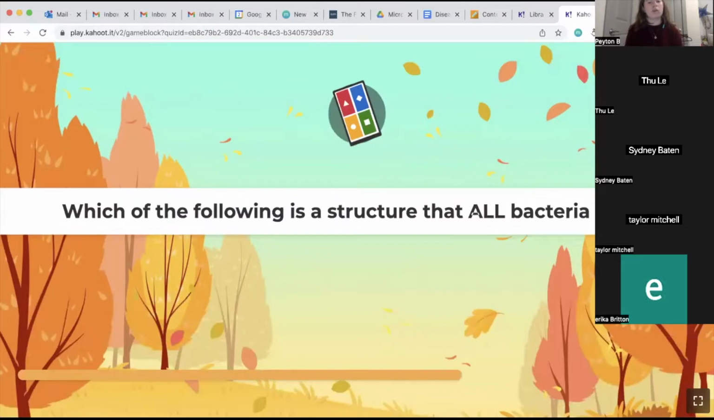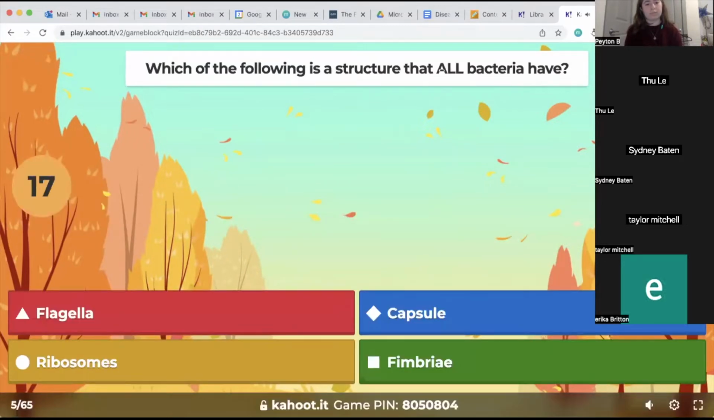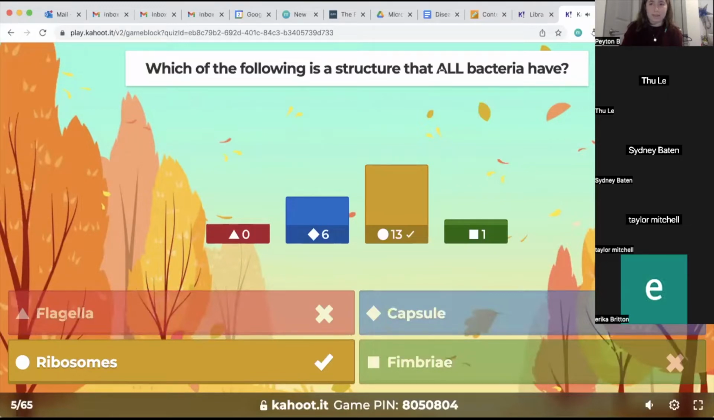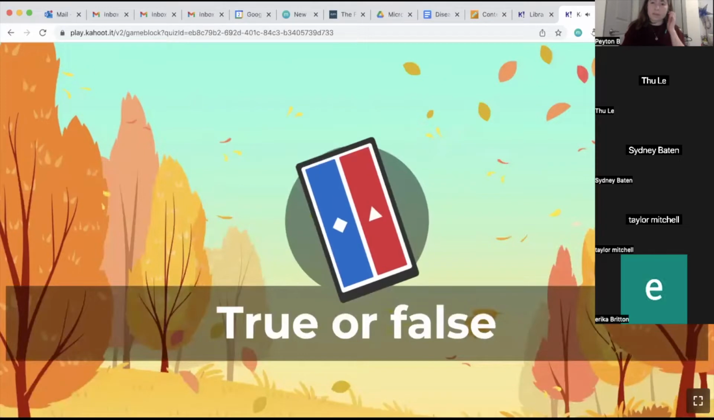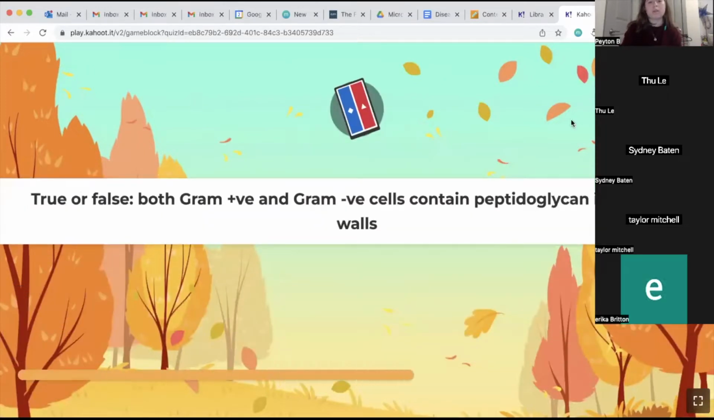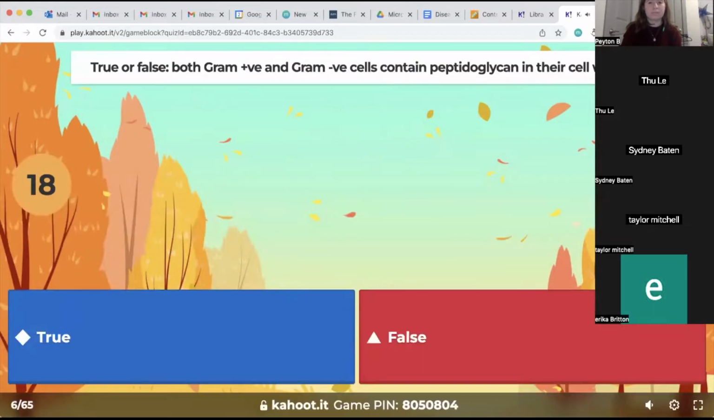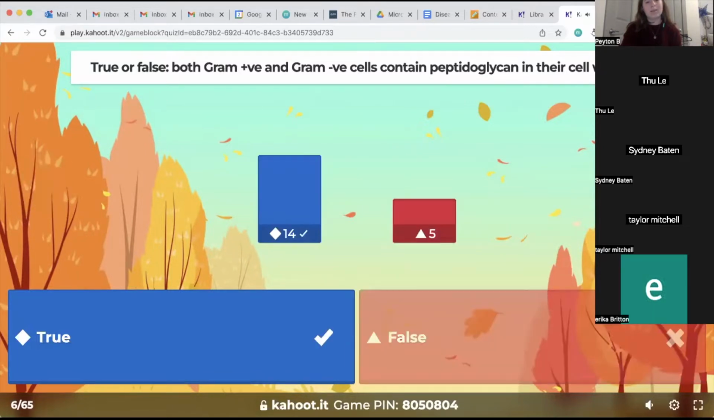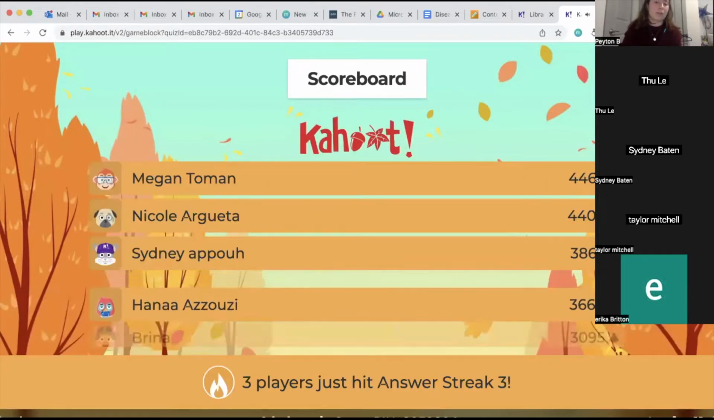All right, which of the following is a structure that all bacteria have? All right, ribosomes. Yes, they all have ribosomes. Some of them have those other things, but everyone has ribosomes. All right, true or false? Both gram-positive and gram-negative cells contain peptidoglycan in their cell walls. Yep, that's true. Both of them have a peptidoglycan layer. Gram-positive cells have a thicker peptidoglycan layer, while gram-negative cells have a thinner peptidoglycan layer.